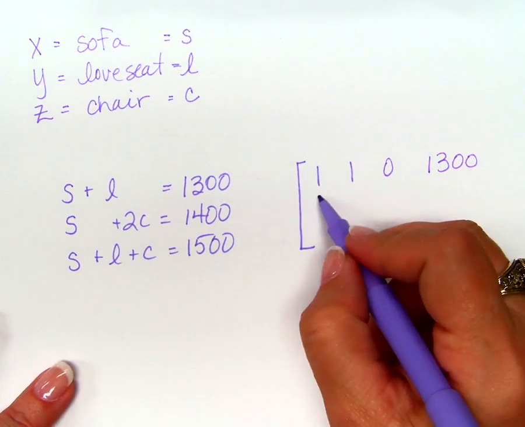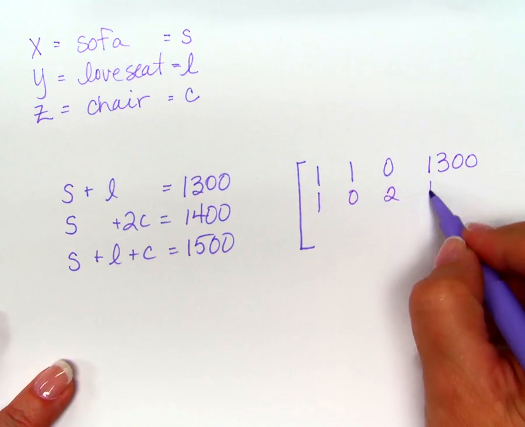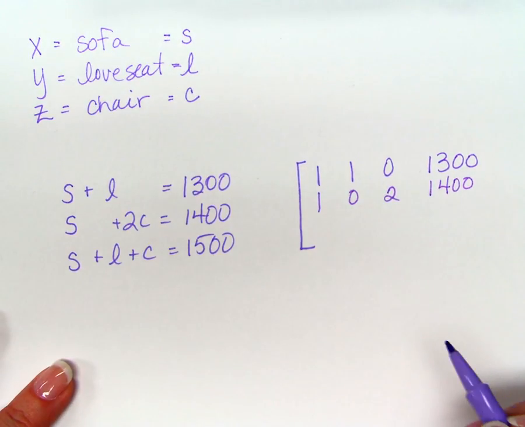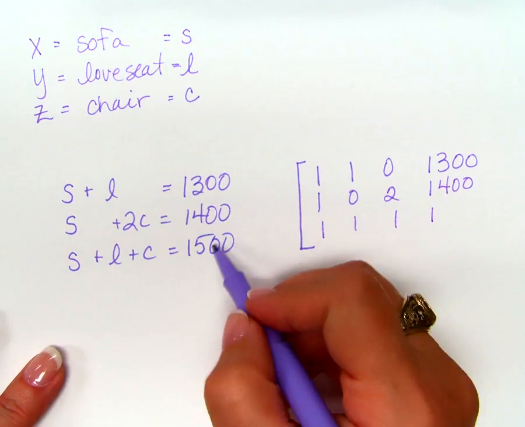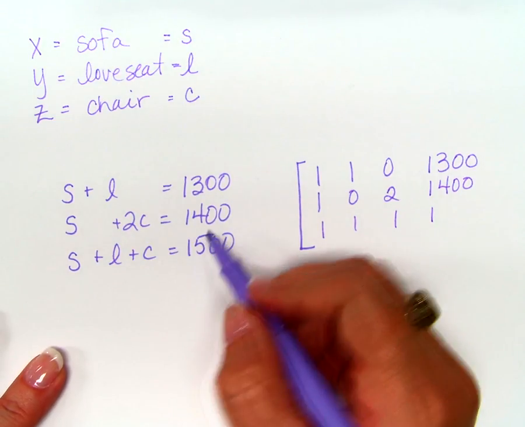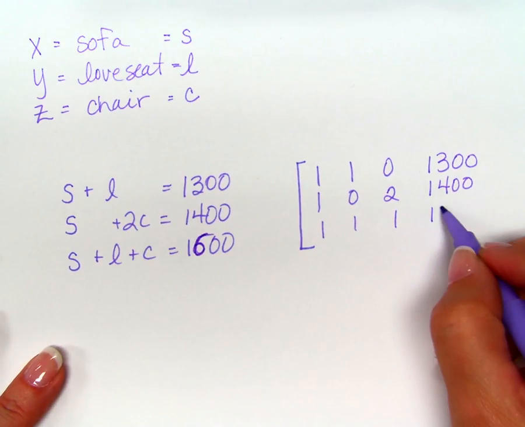And then 1, 0, 2, 1,400. Good. 1, 1, 1, 1,500. Oh, guys, I got to fix that. Otherwise, we're going to get it wrong. I wrote the wrong number down. It should be 1,600. Please forgive me for that.